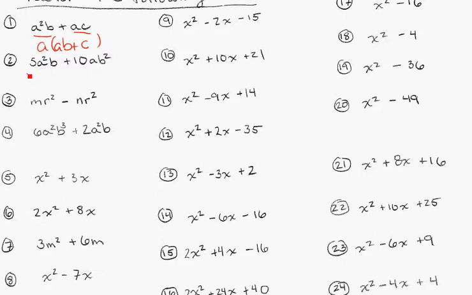Right, next one, common factor of 5. They both have an A and they both have a B. Just check you get an A squared B, 5A squared B there. 2 5s are 10. We'll get an A and we'll get a B squared term.